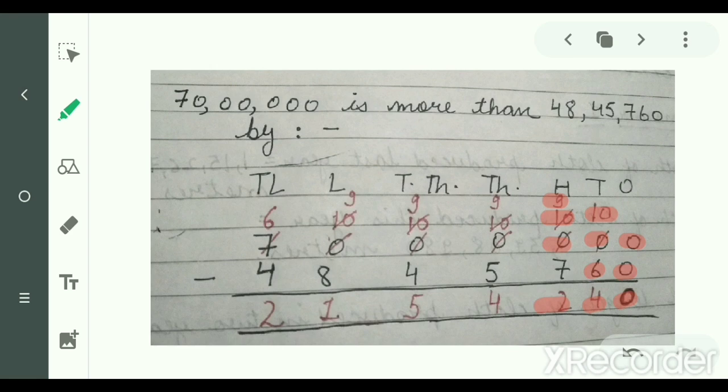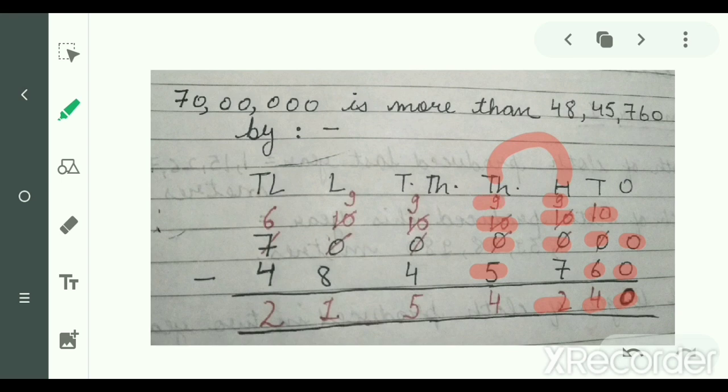Now at 1000 place we have 0 minus 5. This operation is also not possible because 0 is less than 5. So this 0 will become 10 here as this 10 has given one borrow to the digit at the 100 place. So this 10 will become 9 here.